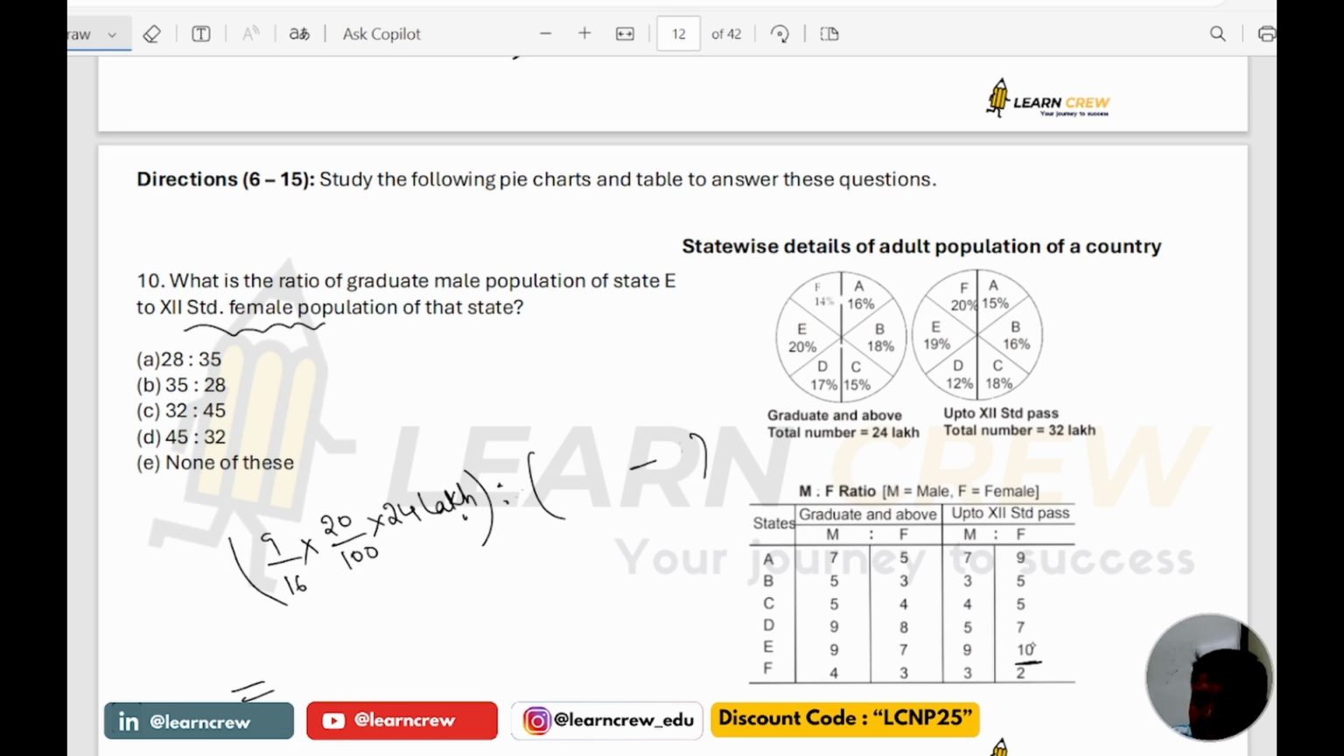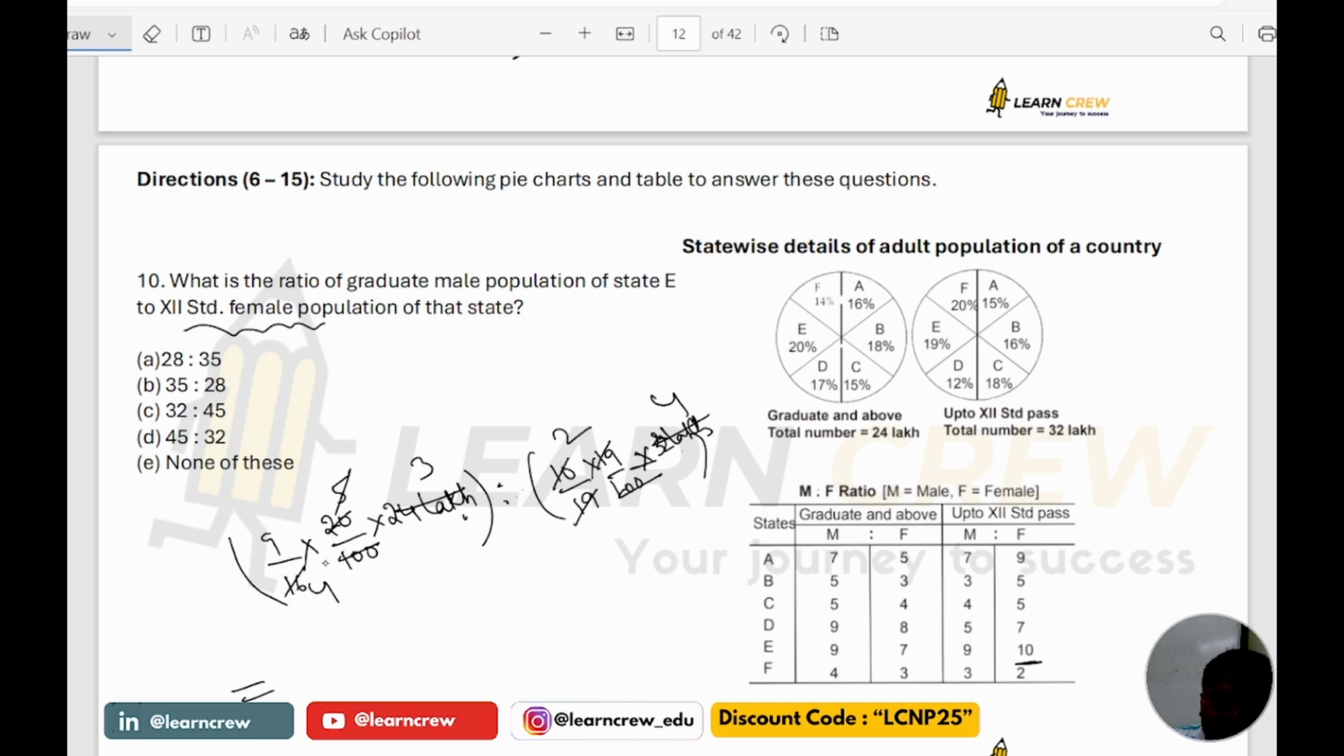12th standard female, it is 10 by 19 of 19 percentage of 32 lakhs. So first of all, 8 3s are, 8 4s are. Now this 100 gets cancelled. Then what we have here, if you observe, this 19 gets cancelled, and we have here 4 4s are and 4 5s are, and then 5 1s are, 5 2s are.